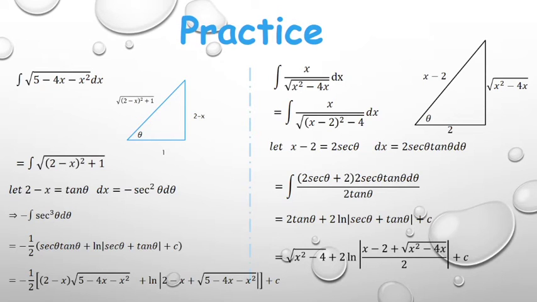For the right part of the practice problem, we have the integral of x over root of x squared minus 4x dx. And still we use complete the square and then we substitute using trigonometric substitution, and then we separate them into several different fractions and we get the answer.